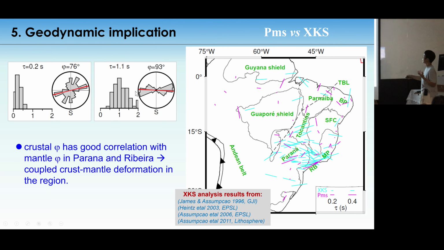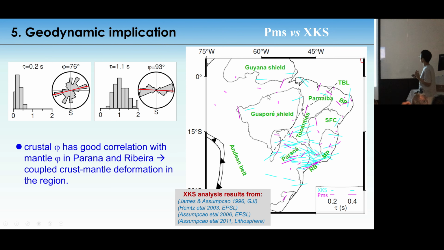And when we take a closer look at the magenta bars with the cyan bars, we see some interesting things. For the isolated ones, for example here, this direction, it's too far away to compare, but on the regional scale, they show some consistency. Here the crustal direction is consistent. This one is also consistent.